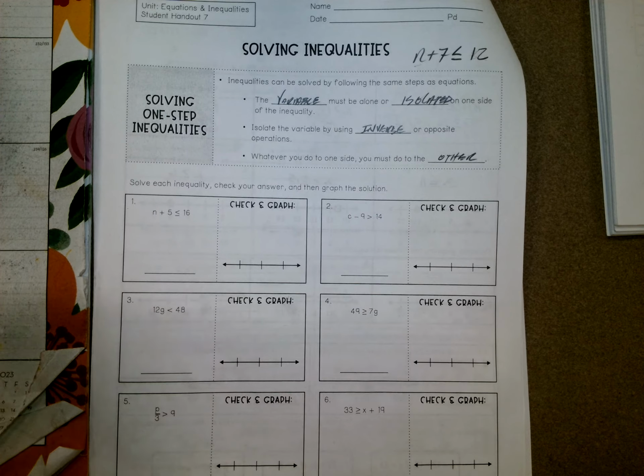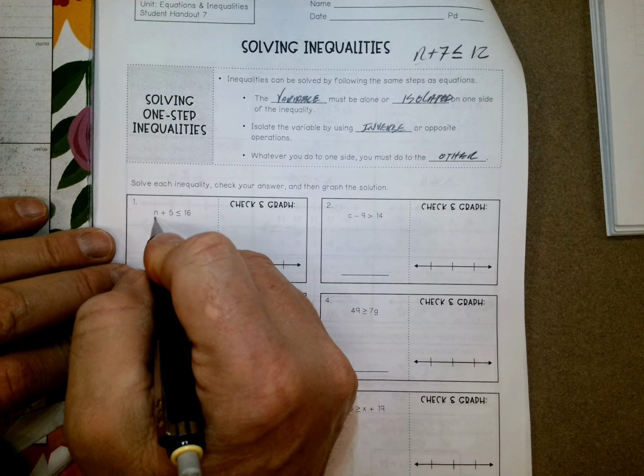We're going to need to show our work. We're going to need the balance beam. We're going to need the circle. We're going to need the graph. So we got a lot of math here. Let's get started. n plus 5 is less than or equal to 16.